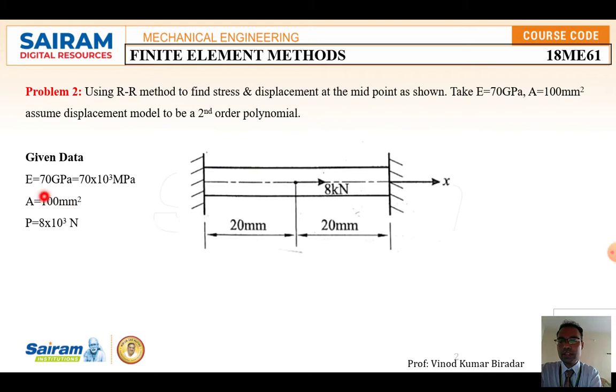The given data: Young's modulus is 70 gigapascal, convert into megapascal, that is 70 into 10 to the power of 3. Area is given as 100 mm square, and load P is 8 into 10 to the power of 3 Newton. So this is the question. You need to calculate the stress and displacement by using the RR method.